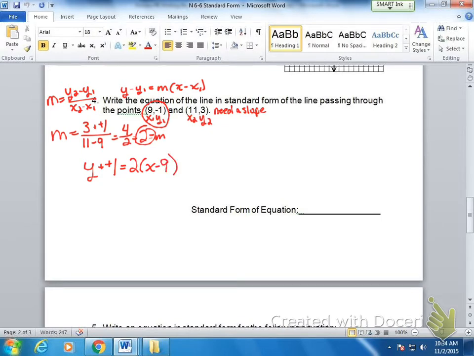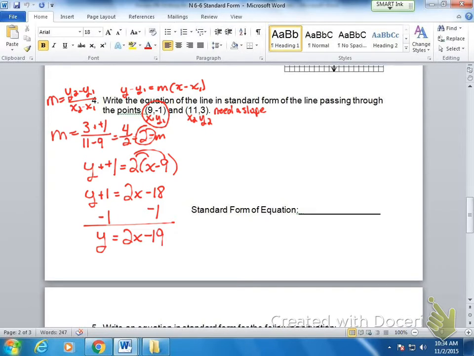Now, we can clean it up a little bit. I got y plus 1 on the left. I'm going to distribute my 2 over the parentheses. 2 times x is 2x. 2 times -9 is -18. Now I can solve for y. I need to subtract 1 from both sides. I end up with y equals 2x minus 19.